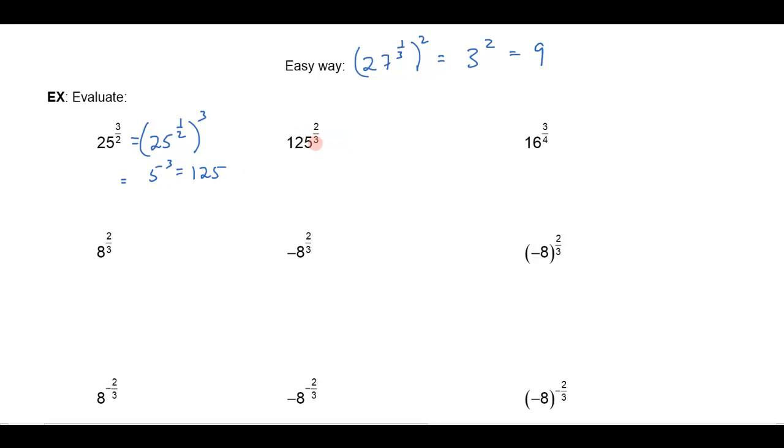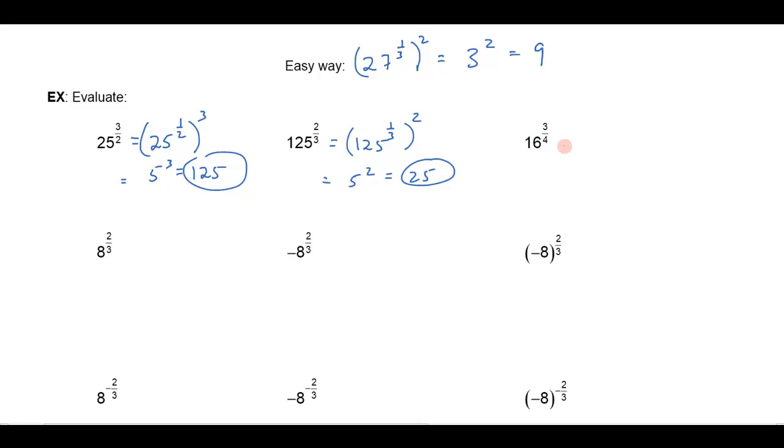125 to the 2/3. I'm going to think of this denominator, that's the root, so that's the cube root of 125, which is 5. And then I'll square that 5, and that will give me 25. Okay?